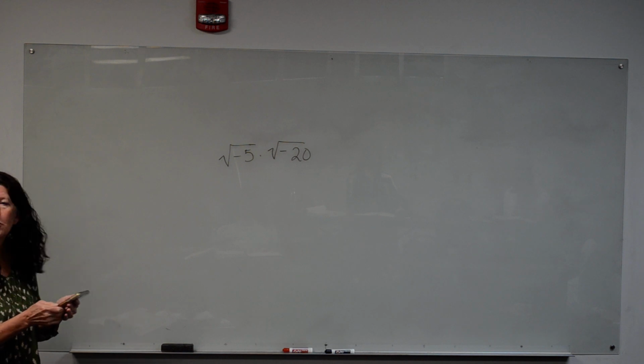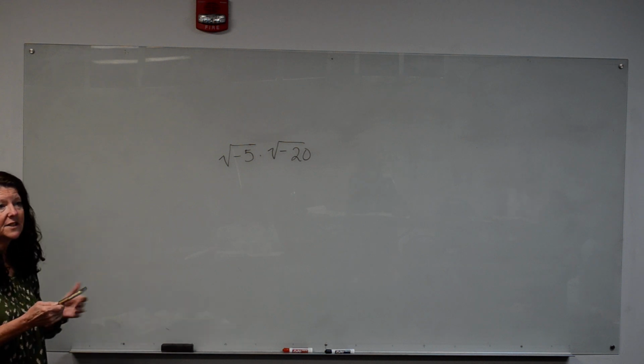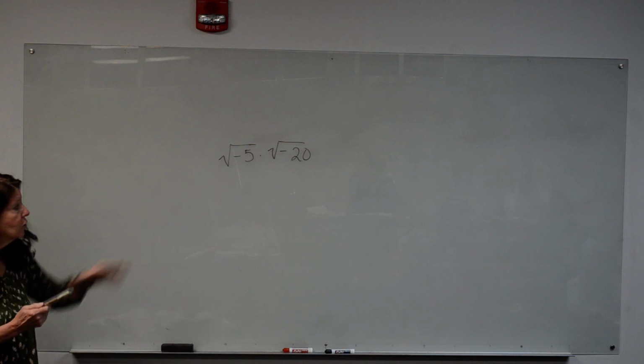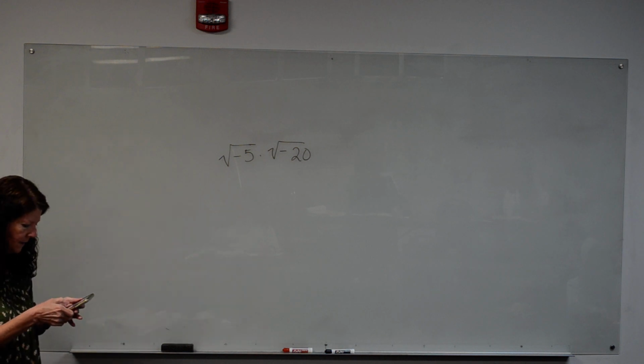Pull out the i's first. I forgot how to do that on this specific i thing. i is equal to the square root of -1. So look at that as -1 times 5. You take the square root, pull out the i, and it's -5.